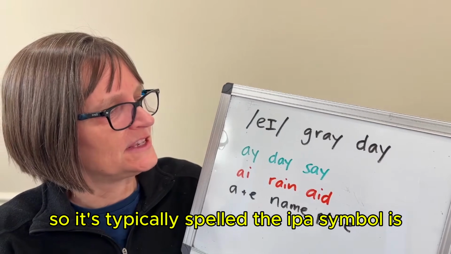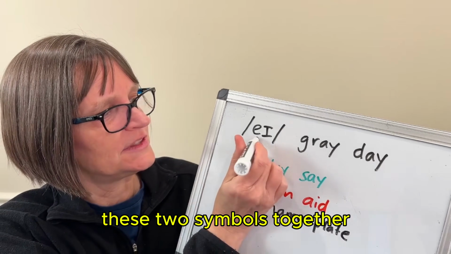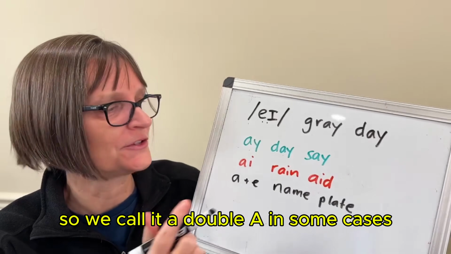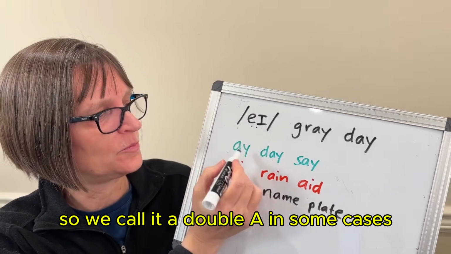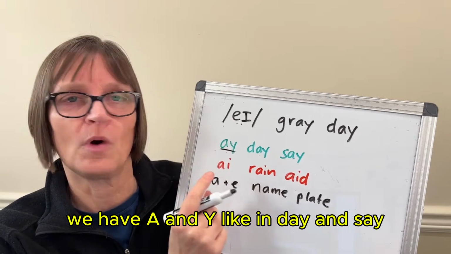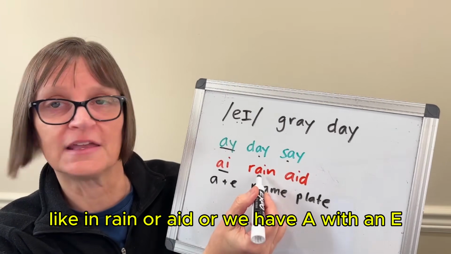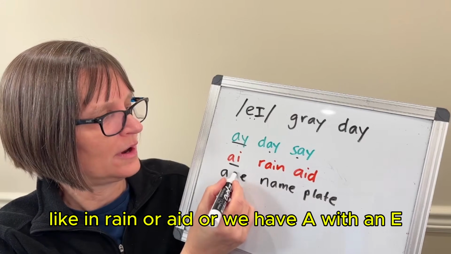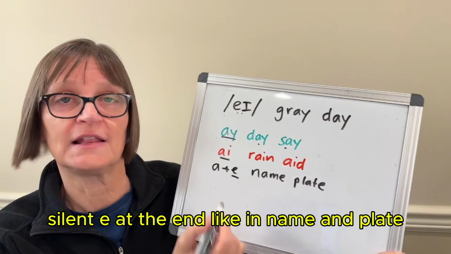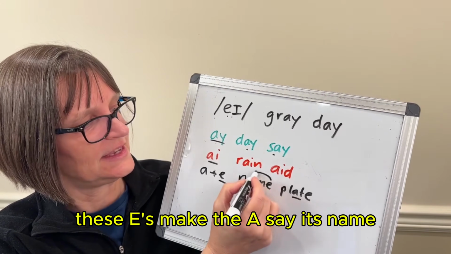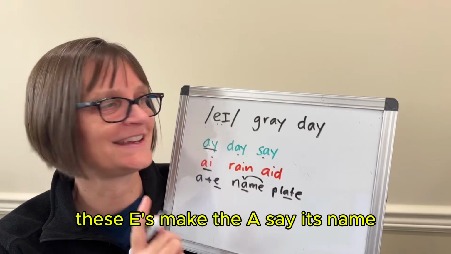So it's typically spelled, the IPA symbol is these 2 symbols together. We usually spell it with 2 letters, so we call it double A in some cases. We have A and Y, like in day and say. We have A plus I, like in rain or aid. Or we have A with an E, silent E at the end, like in name and plate. These E's make the A say its name.